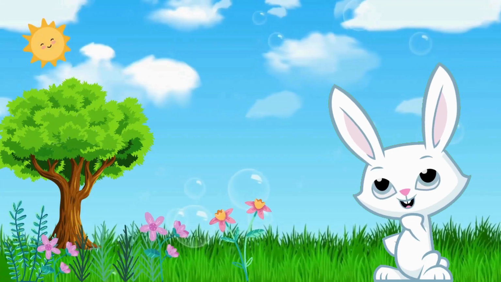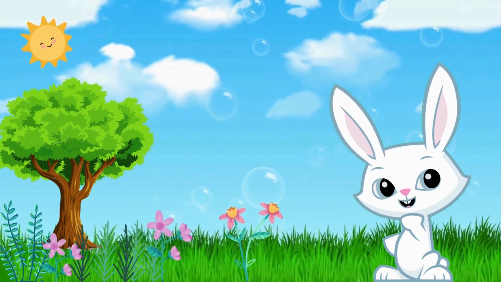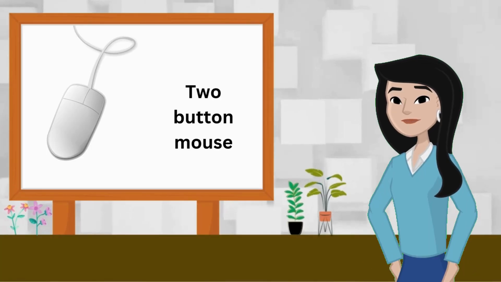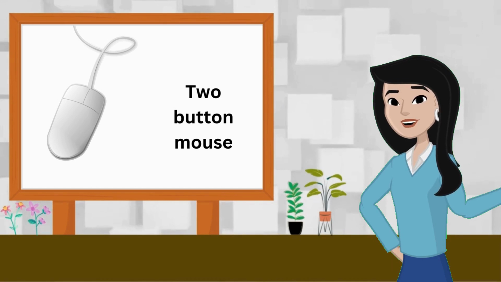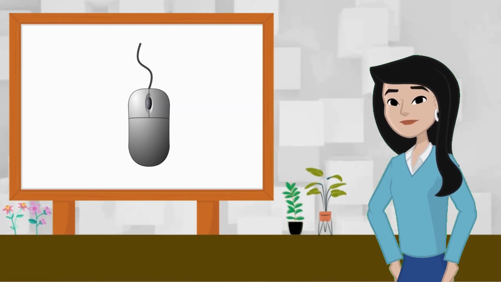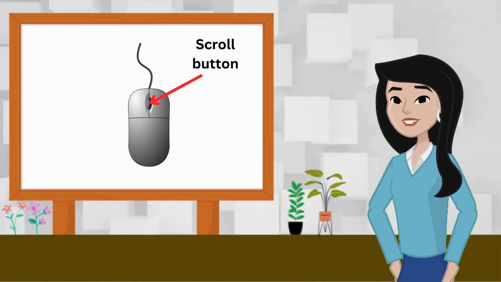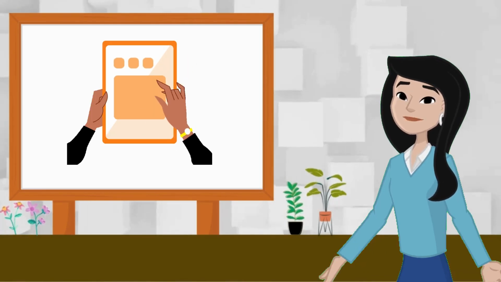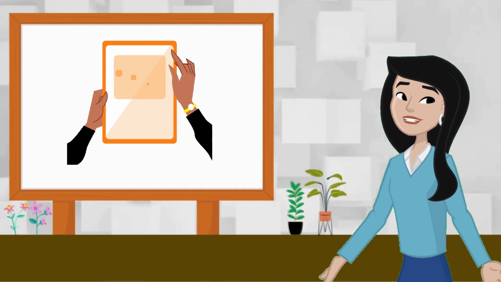That's so cool. But what about all the different types of mouse? Nice question, Bunny. So, this is a two-button mouse which is having left and right button. And this is a scroll mouse which is having a scroll button in between left and right button. Using the scroll button, you can move from one page to another page.